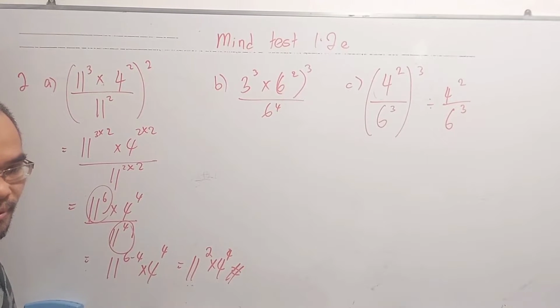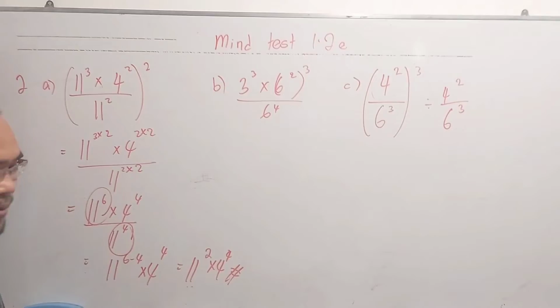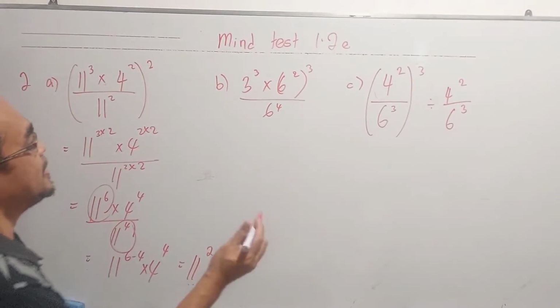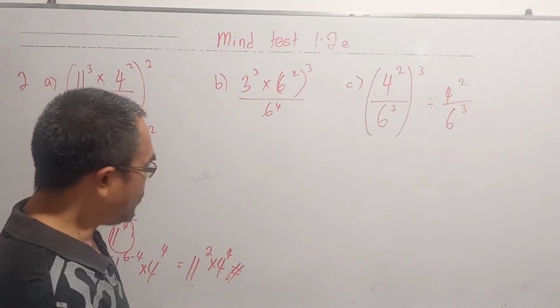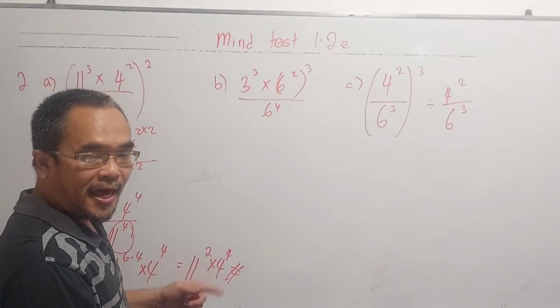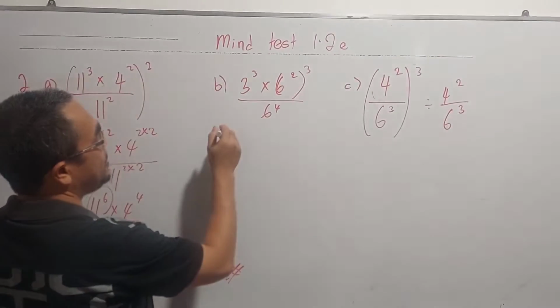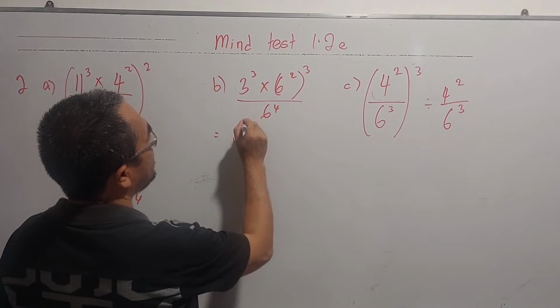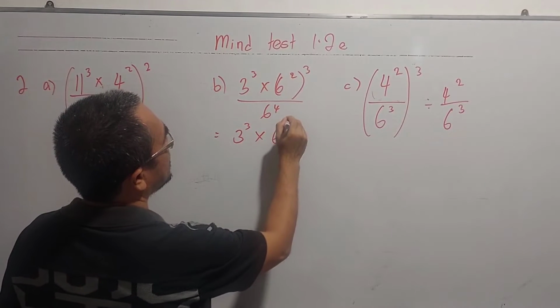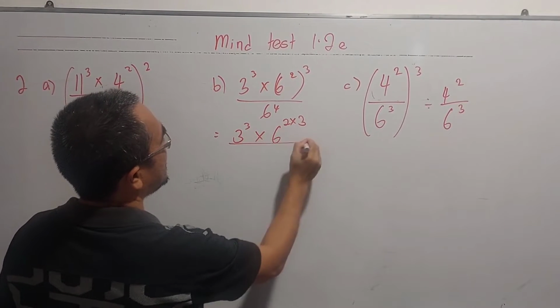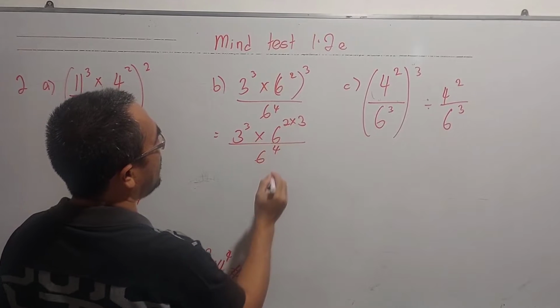Oh, same 11. That's correct. Okay, alright. If they are similar, then you can use the index to simplify. Similarly, with B, 3 to the power of 3, 6 to the power of 2 times 3, and then 6 to the power of 4.